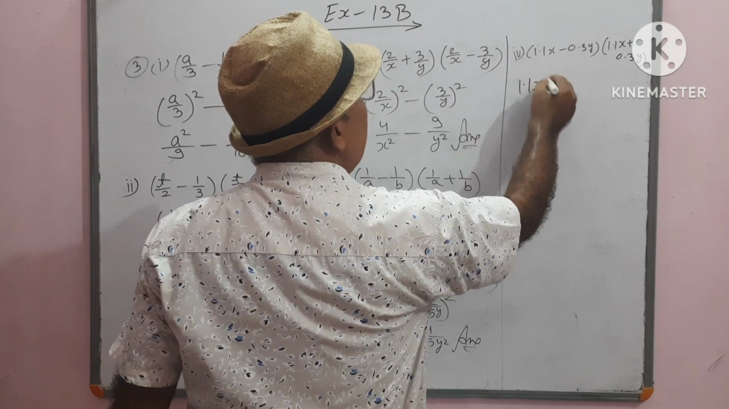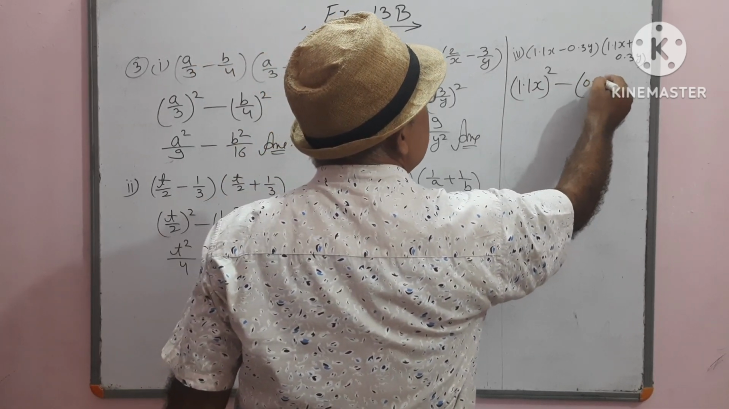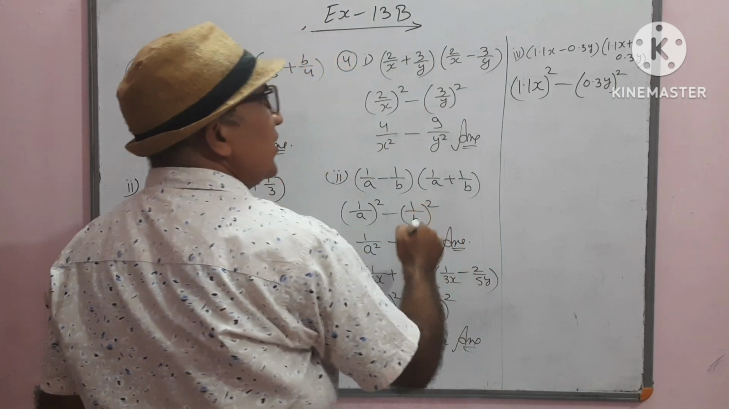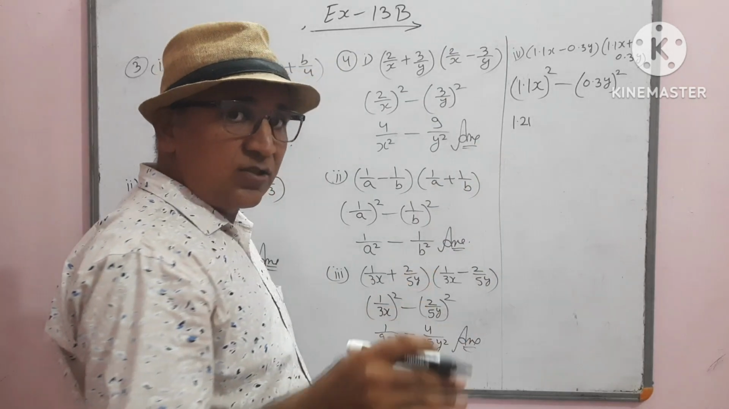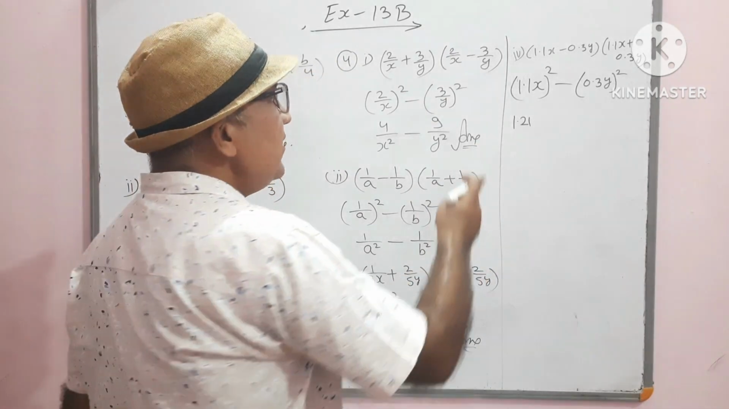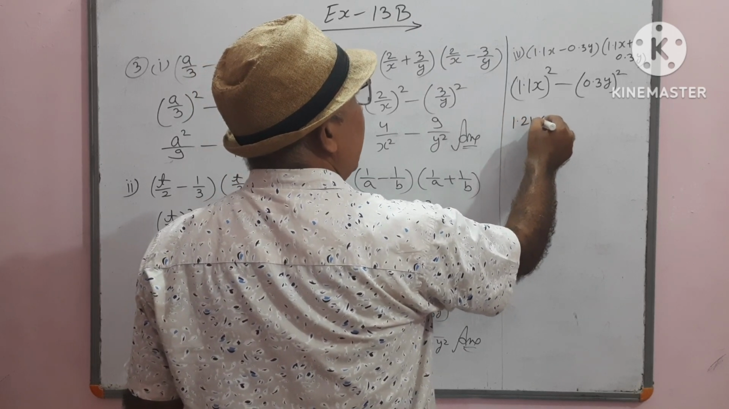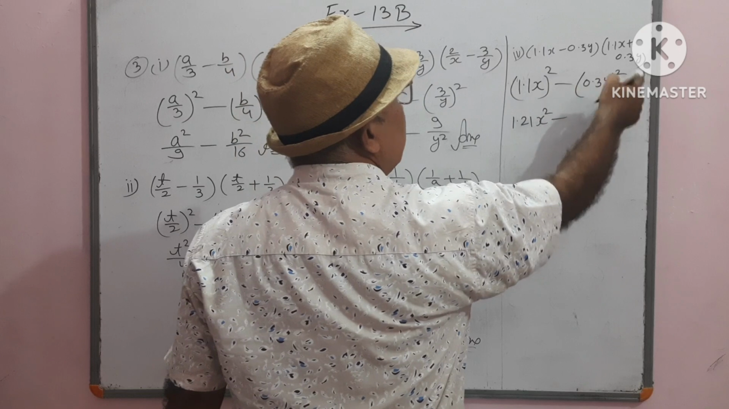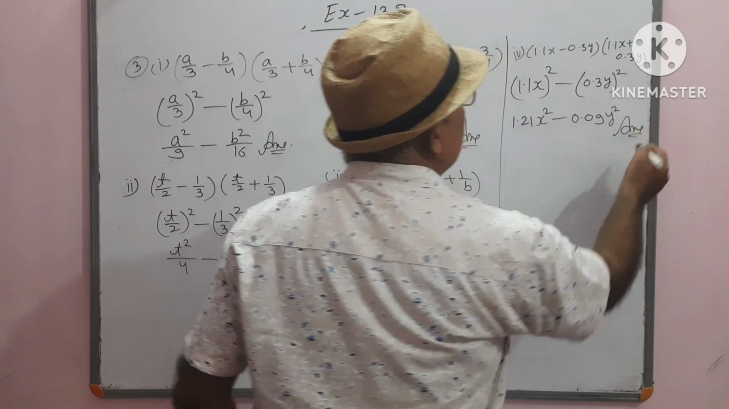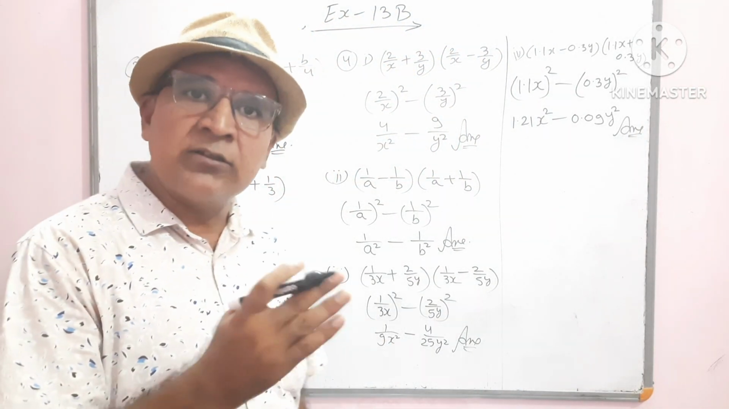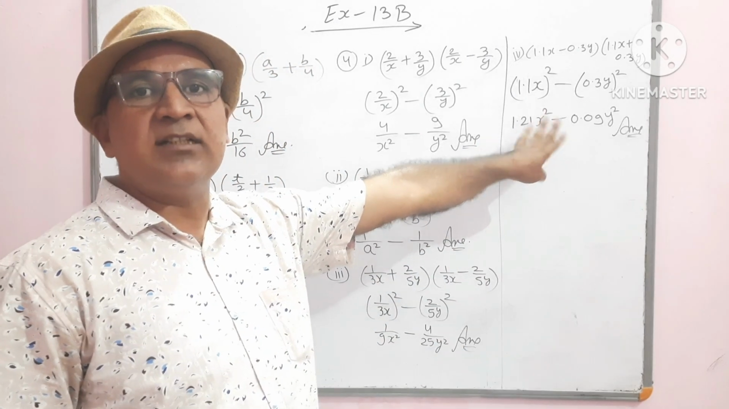What is the identity? A square, that means 1.1x whole square, minus b square means 0.3 square. Now 1.1 square will be 1.21. This you can do in the rough and you can check it. Okay. 1.1 square means 1.21 and then x square. 0.3 square will be 0.09 and then y square. 0.3 square means 0.3 into 0.3. So by multiplying these two, you can check that your answer is coming this one.